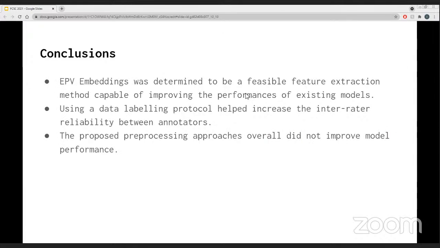So from that, our conclusions are: EPV embeddings were determined to be a feasible feature extraction method capable of improving the performances of existing models, except for the EPV proba, since we determined that the improvement in performance was due to statistical randomness. We've also noticed that using a data labeling protocol helped increase the inter-rater reliability between annotators. And if annotators are more reliable, this could lead to better data sets. And finally, the proposed pre-processing approaches did not improve model performance, except for 100, which actually deteriorated the performance of the models.